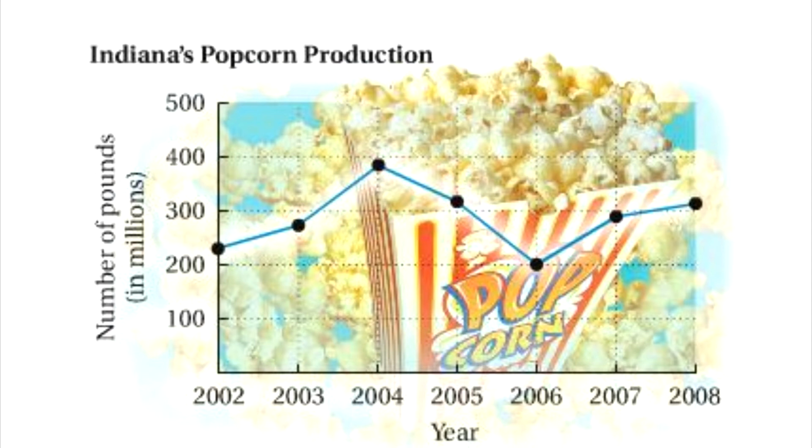So what is the difference in 2006 and 2007? What do we say difference is? Subtraction. So 300 minus 200 is what? Yes, 100 million pounds of popcorn increased from 2006 to 2007. People must have really been going to the movies, so they had to just make some more popcorn.